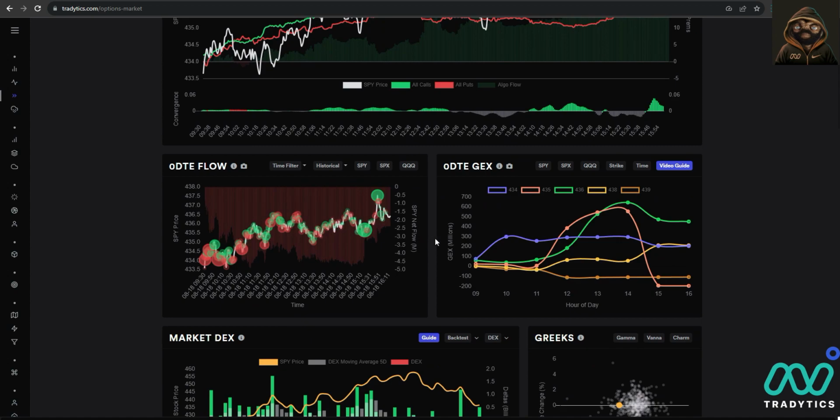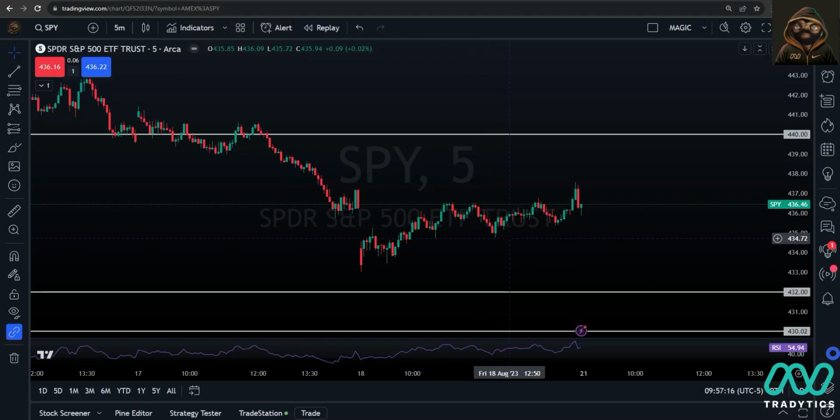I do swing an awful lot. It is my bread and butter, but I do scalp 2 or 3 times a day, 1 at minimum, and I do scalp SPY so I can keep kind of that skill sharp. But this is how I plan those out.